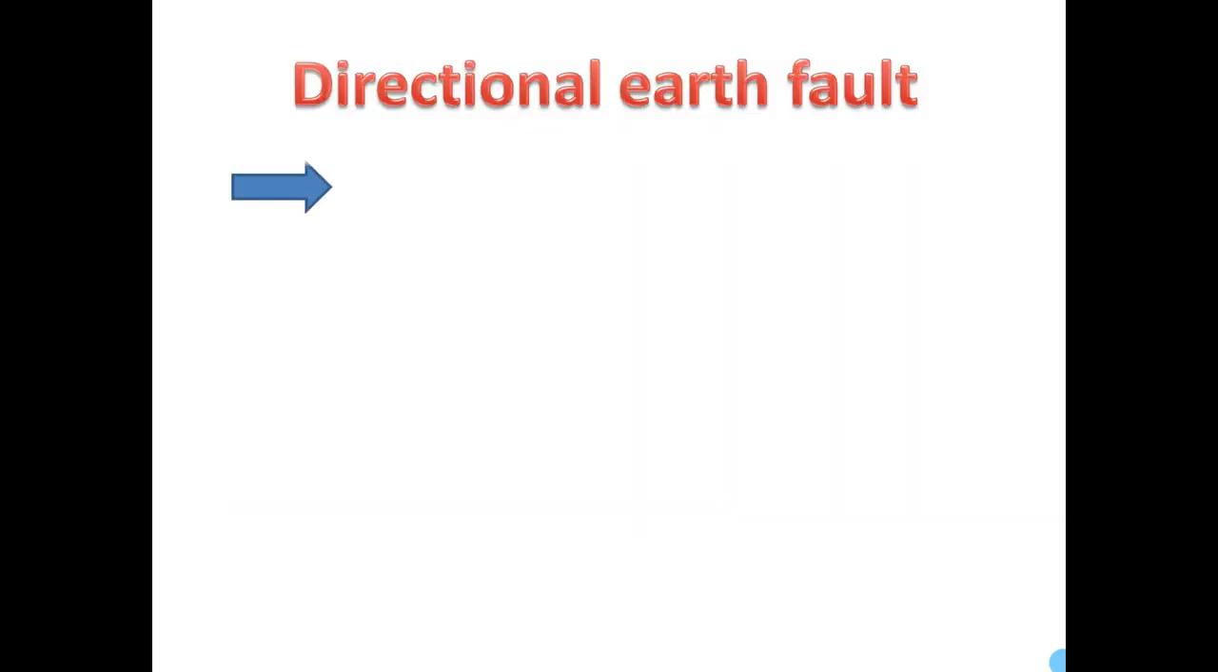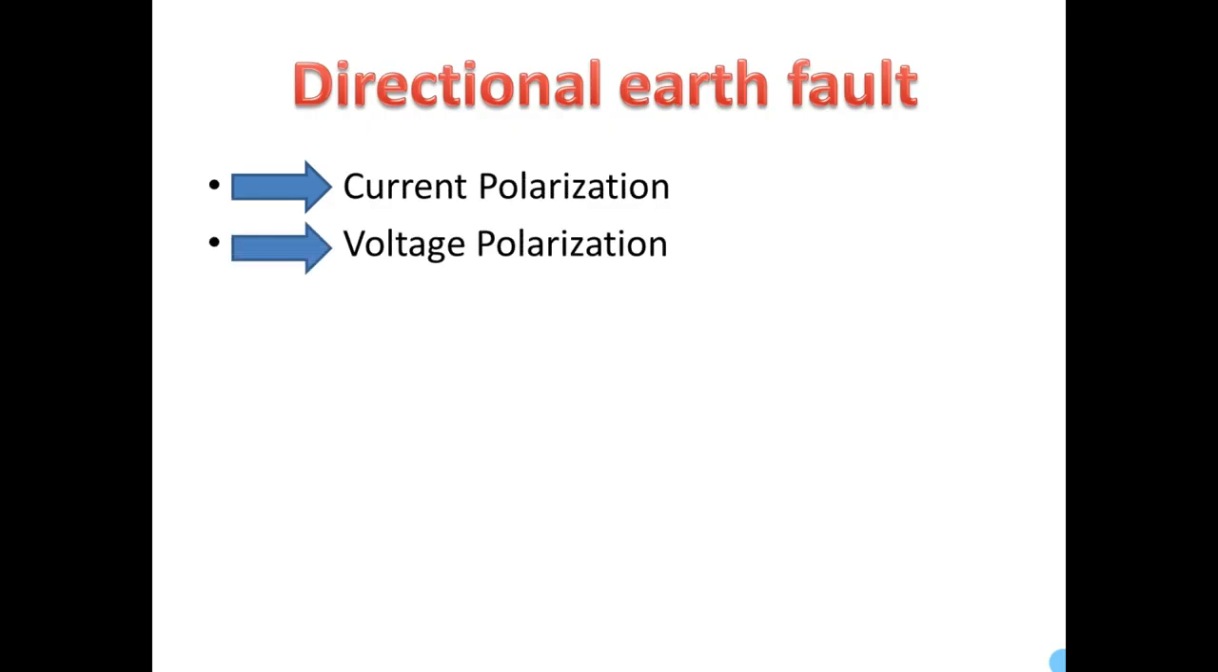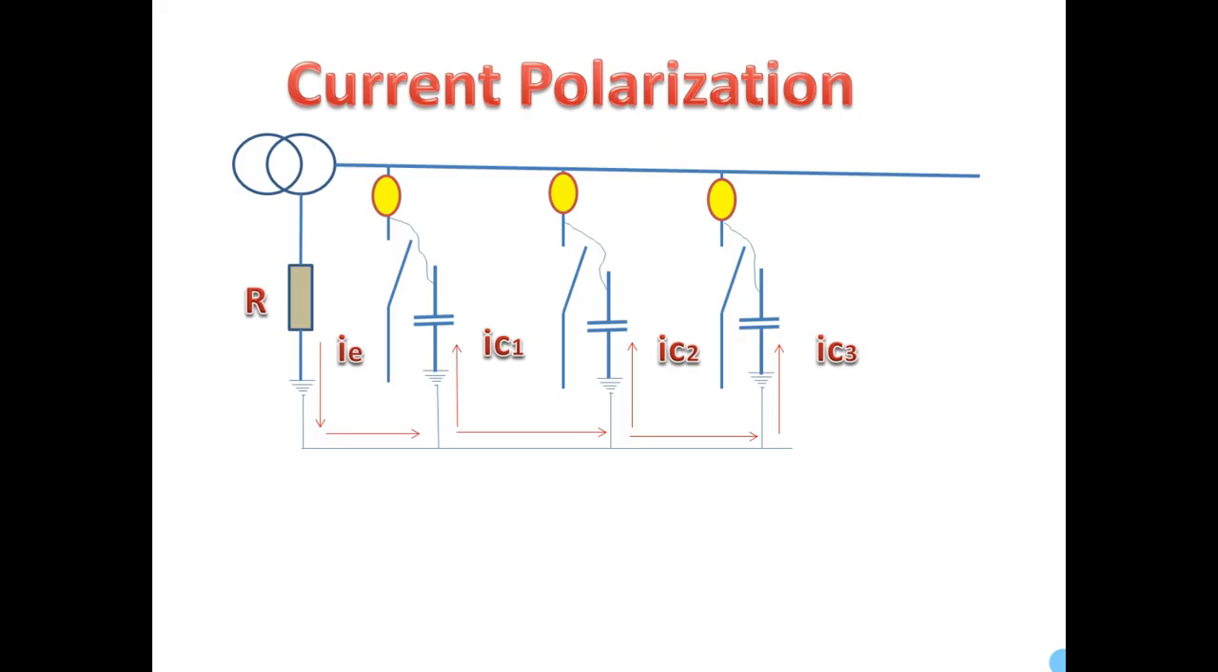For this, directional earth fault detection is done by two methods. The first one is current polarization, the second one is voltage polarization. First we will see how the current polarization works in the system and what the connections are. For current polarization, the relay needs two sets of CT connections. One should be on the phase side CT and another should be on the neutral side CT.